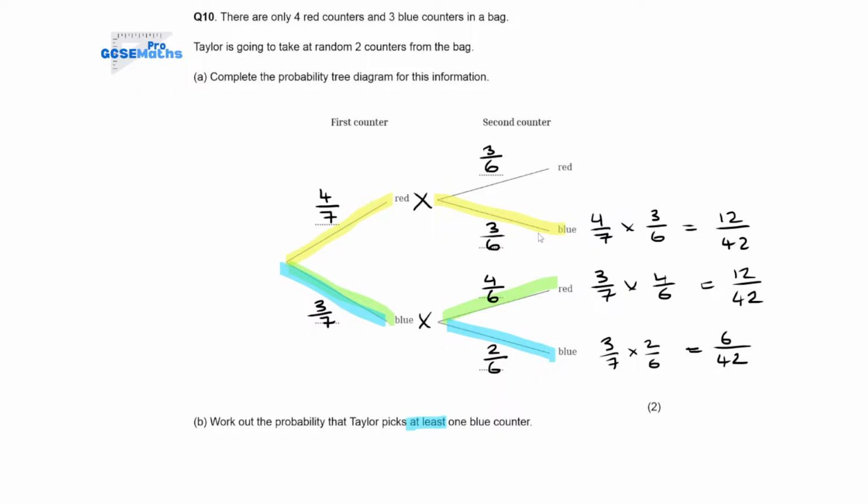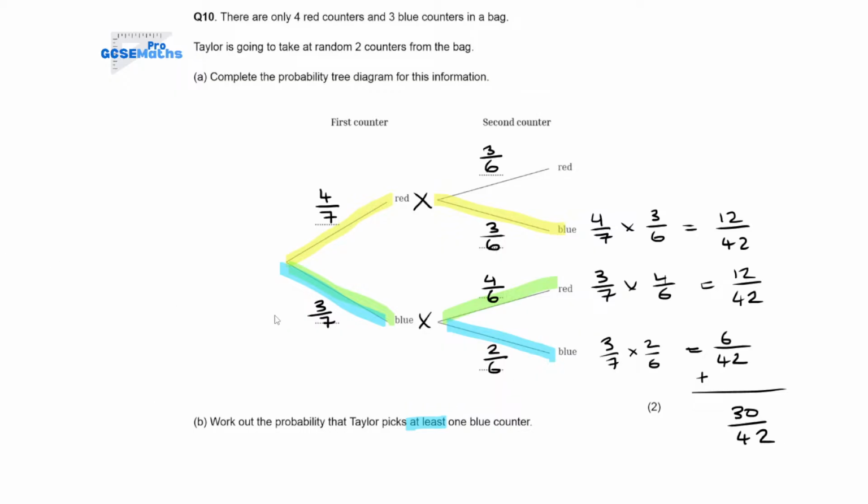If you have multiple options from your tree, you then always add them up, because we're saying it's either the yellow option or the green option or the blue option will happen. Only one of those three is going to happen. So the OR rule means add. So I'm going to add them. So obviously, because they have the same denominator, it makes it easier, doesn't it? Just add the numerators. You should get 30 out of 42.